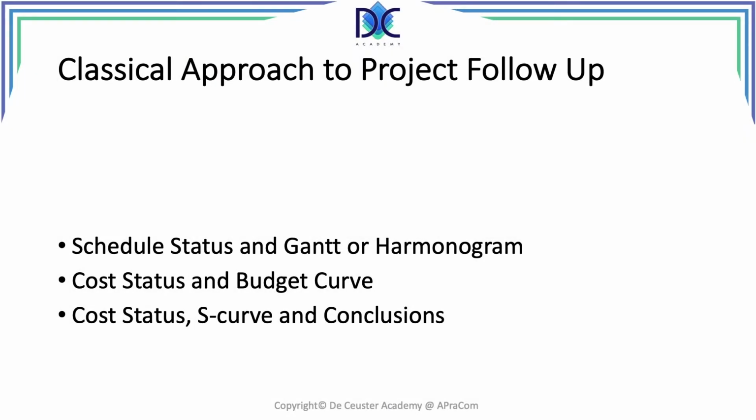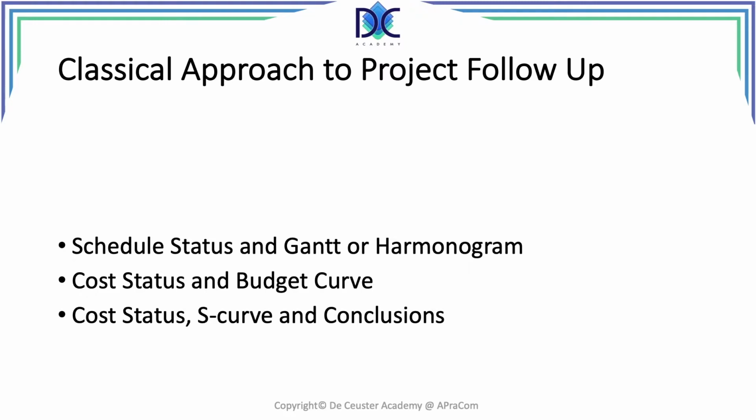Once we start with the project and we start creating deliverables and spending money, we have to verify how we relate to the project schedule and the project budget. The schedule status of a project is typically represented in the Gantt chart or the harmonogram. The cost status can be used to compare with the budget curve or with the S curve.